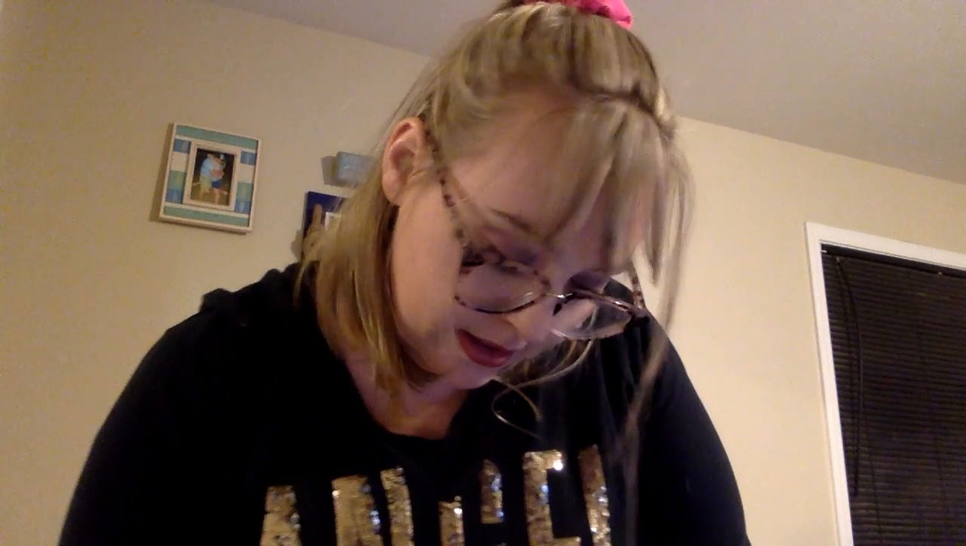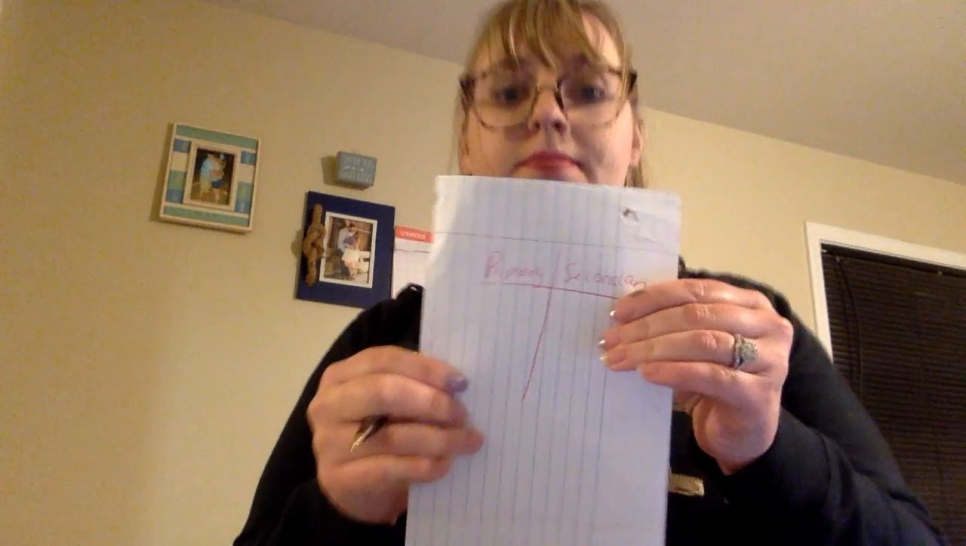Alrighty, so we've done examples. I've told you what both are. So here's what I'm going to do. I'm going to write a whole bunch of different sources on here, okay? And what I want you to do is create a T-chart. Remember, it's just like this. And then I want you to write primary on one side and secondary on the other, okay?